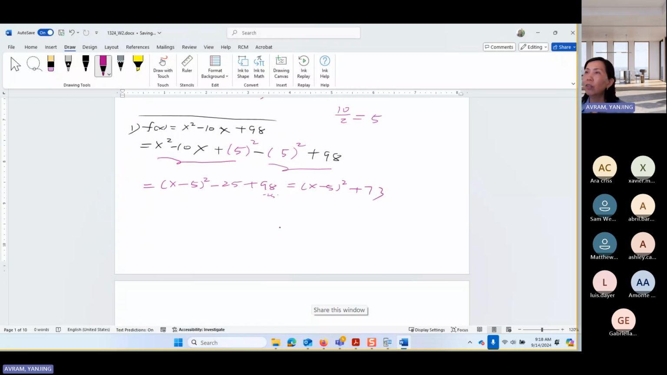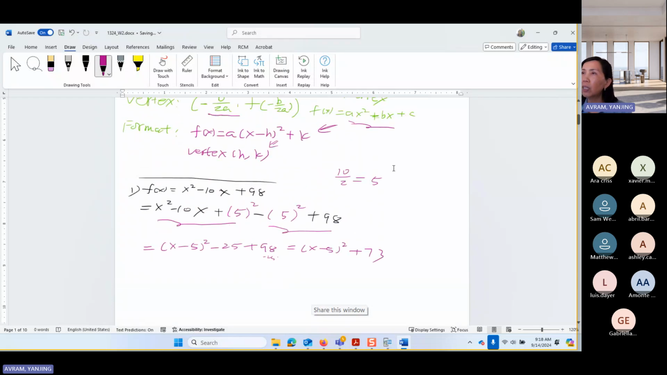All right. So now if you compare this one right here, I have a times (x minus h) squared plus k. So my vertex here will be just (5, 73) because this is minus h, so h here is positive. Okay. That's in the first quadrant, which is exactly right because when we graphed it, that's the first quadrant. You don't have to graph this to be able to find it, right? Any question about this one?